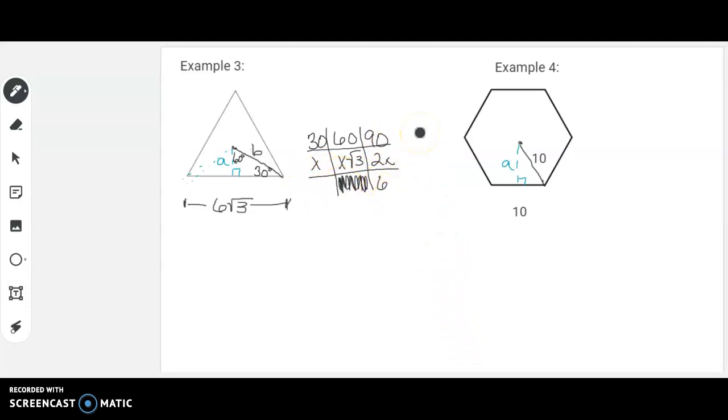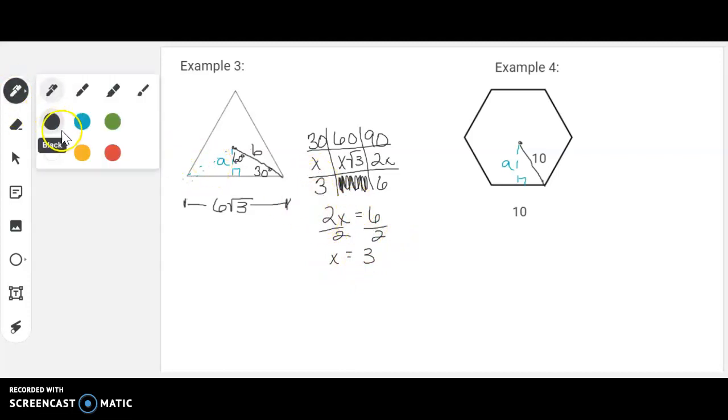So now, because we probably need a refresher on how to use our special right triangles, now that I know that my 90-degree side is 6 and 6 is equal to 2x, so I set those equal to each other. They're in the same ratio. So we're going to divide by 2, and my x is equal to 3. That means this piece equals 3, and that means my apothem is equal to 3.